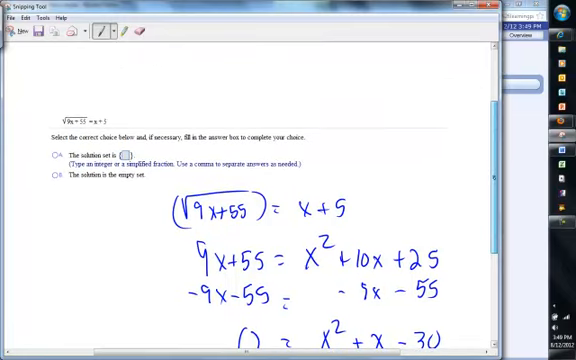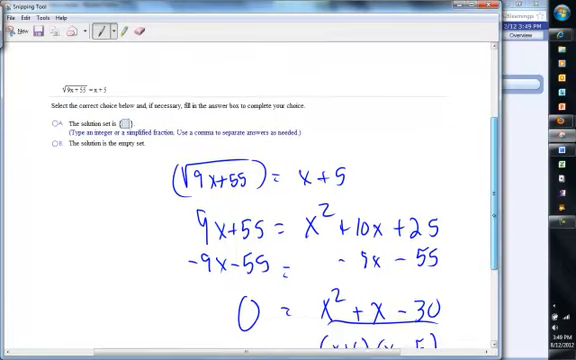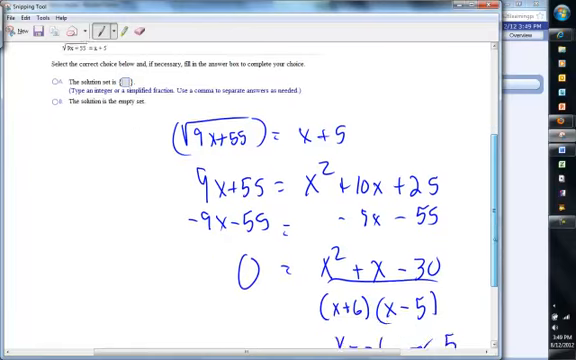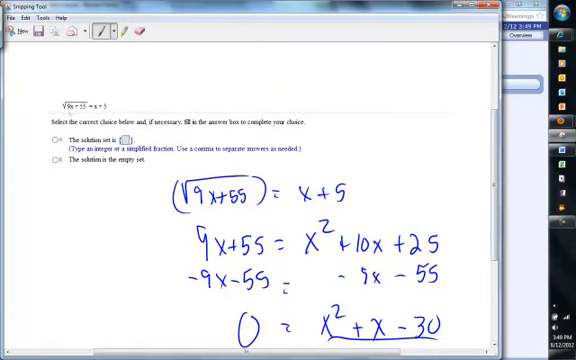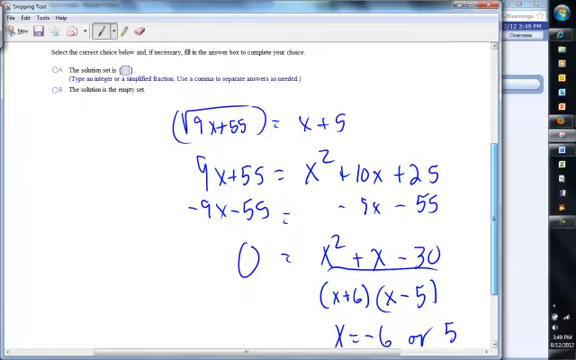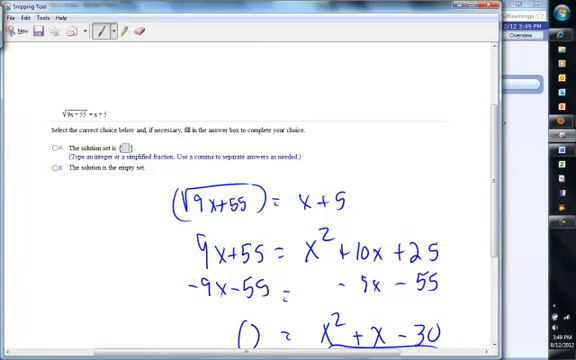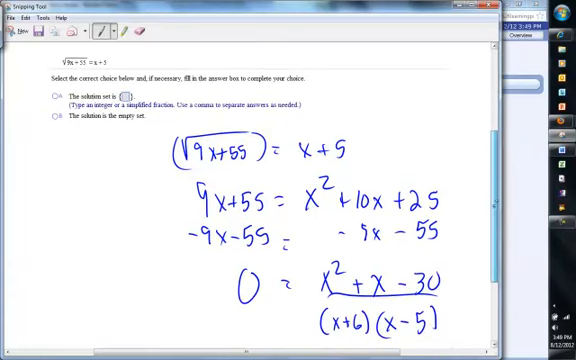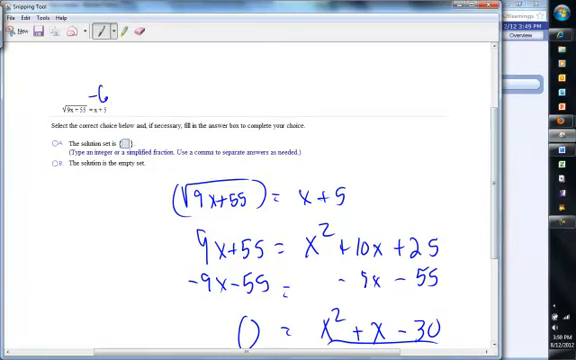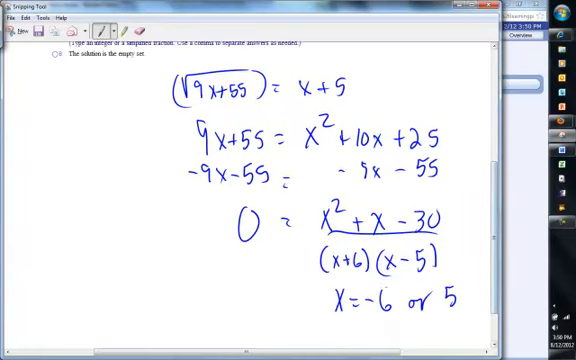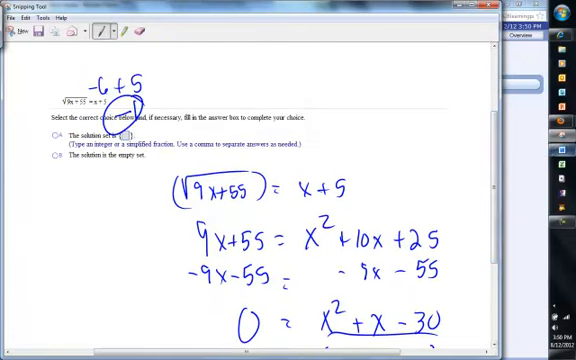Let's check and see if either of those don't work in our equation. Negative 6 times 9 is negative 54, plus 55 is a positive 1. That'll be okay. And negative 6 plus 5 is negative 1. So negative 6 will not work because you can't get a negative 1. So our answer is only 5.